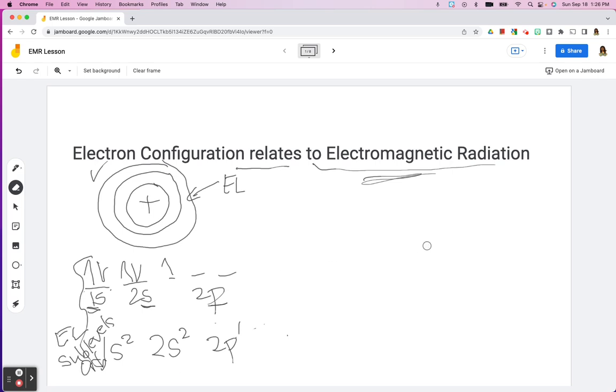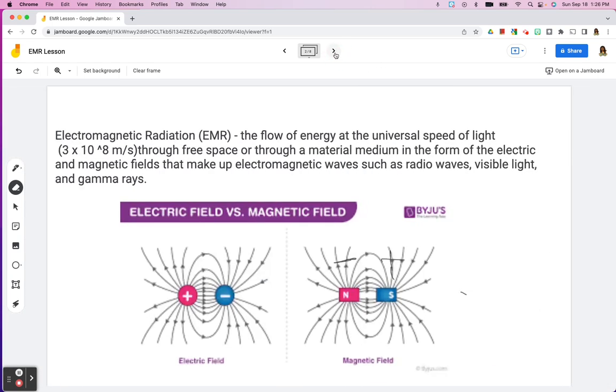So let's look at the definition of electromagnetic radiation. It's the flow of energy at the universal speed of light through free space or through a material medium in the form of electric and magnetic fields that make up electromagnetic waves such as radio waves, visible light, and gamma rays.